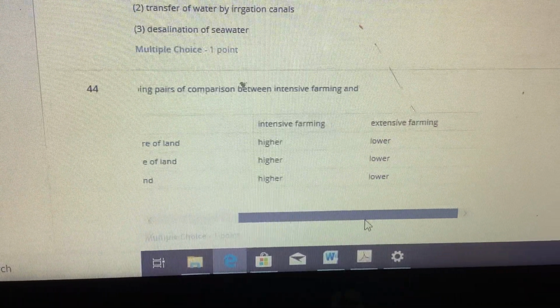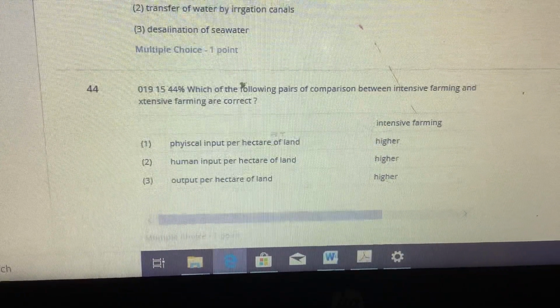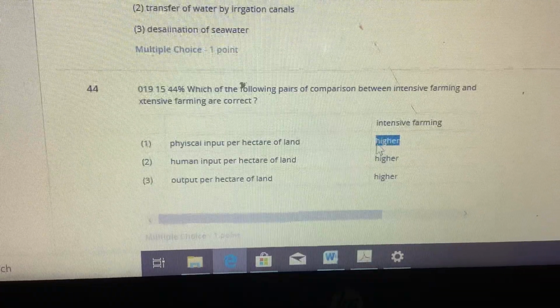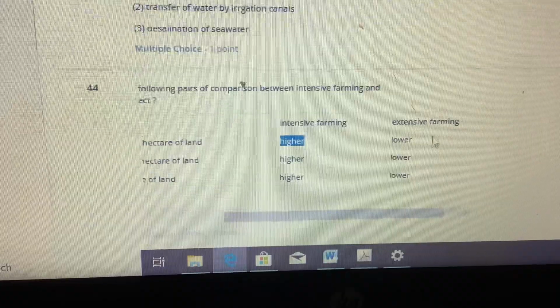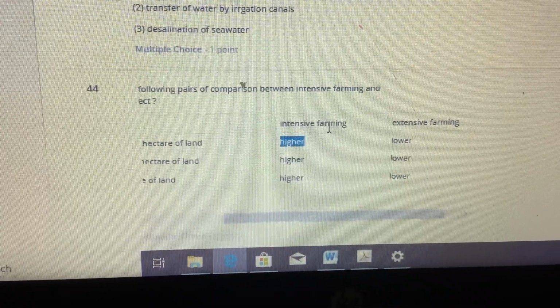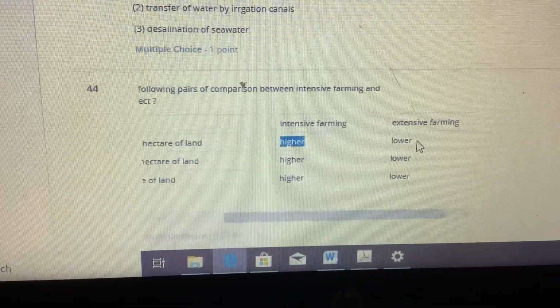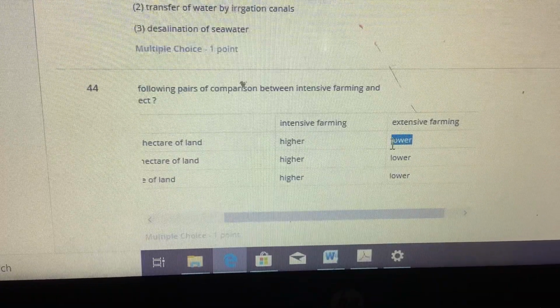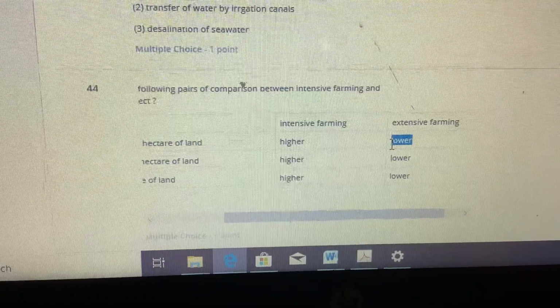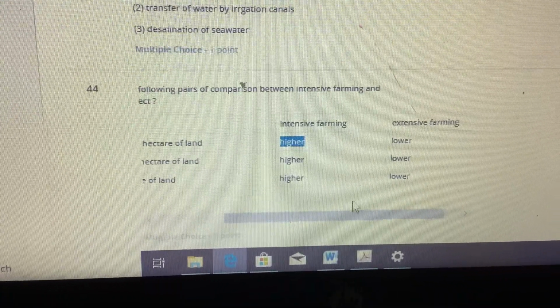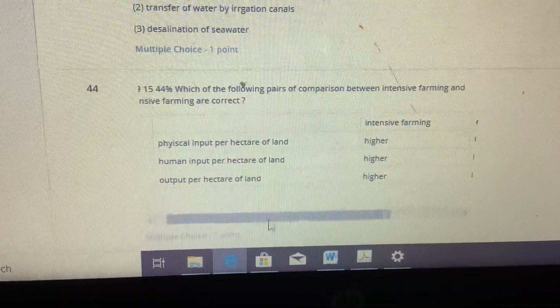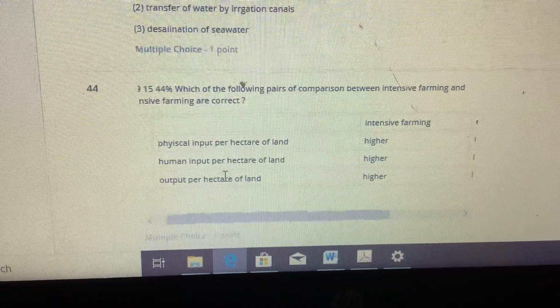Which of the following pairs comparing intensive and extensive farming are correct? Intensive farming, physical input per hectare of land. What is physical input? It is talking about labour input. The input for intensive farming is not lower. Compared with extensive farming, nomadic herding is extensive, while market gardening in California is intensive. In nomadic herding, the herds are not quite well taken care of, and the natural environment nurtures them. Market gardening takes a greater extent of input. So for the physical input, extensive farming should be lower, so number 1 is wrong. Accordingly, number 2 and 3 are correct. Human input higher, output per hectare of land also higher. This one is right.